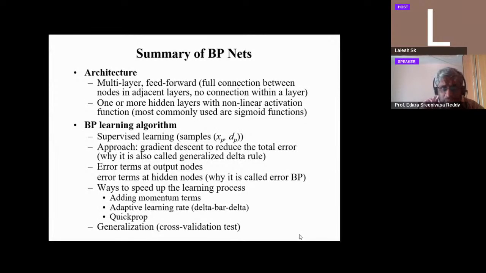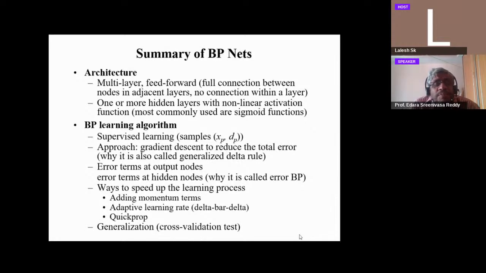So, coming to the summary, backpropagation networks are nothing but multi-layer feed forward networks, with full connection between nodes in adjacent layers. Already we have stated this in the initial classes. Feed forward means connection between adjacent layers, with no connection within a layer. There are one or more hidden layers with a non-linear activation function, most commonly sigmoid. One or more means only two; if you go for more hidden layers, it will become deep learning. It is supervised learning, and the approach is gradient descent to reduce the total error.